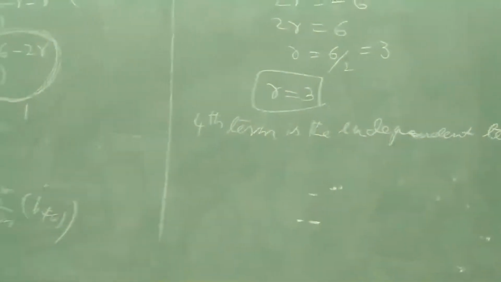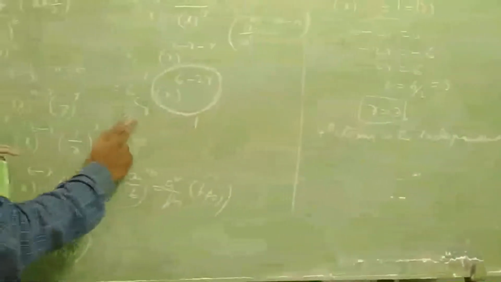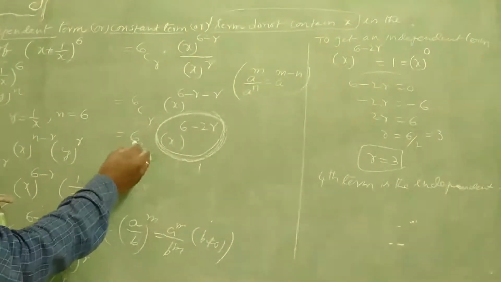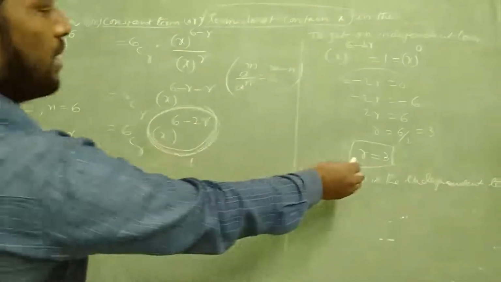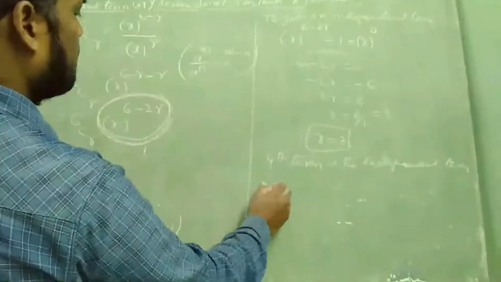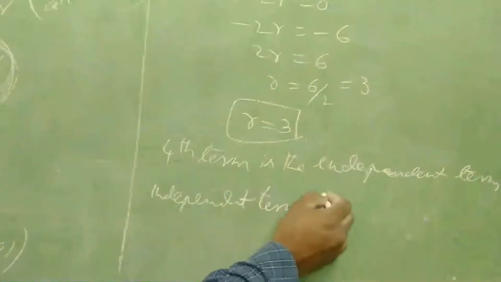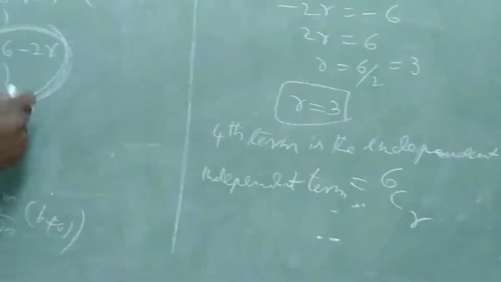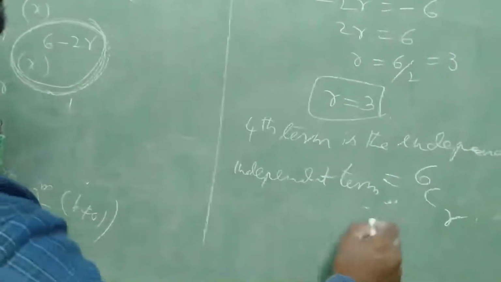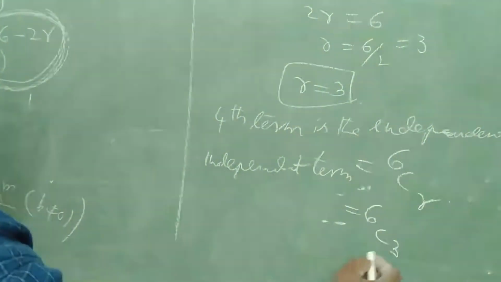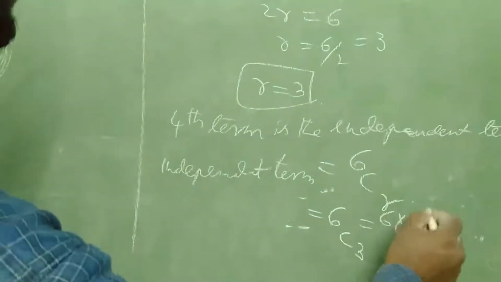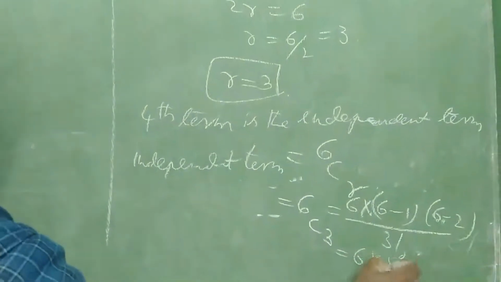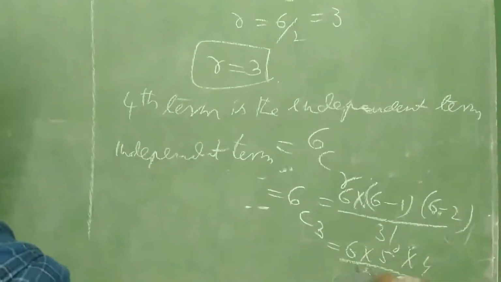Now the independent term: this r is equal to 3, substitute here. Already we have taken this value as 1, so therefore the required constant term is 6Cr. What is the r value? 3. Therefore the independent term is equal to 6Cr. No need to take x to the power of 6 minus r because we have taken it as equal to 1. So 6C3, r value is 3. Now what is 6C3? 6 into 6 minus 1 into 6 minus 2 by 3 factorial. So 6 into 5 into 4 by 3 into 2 into 1.